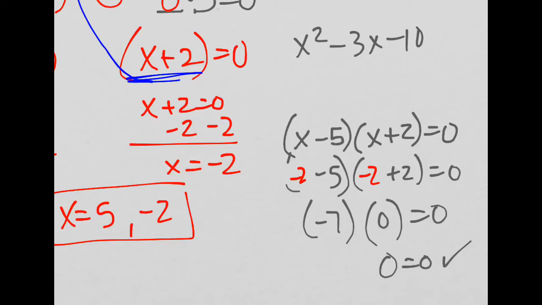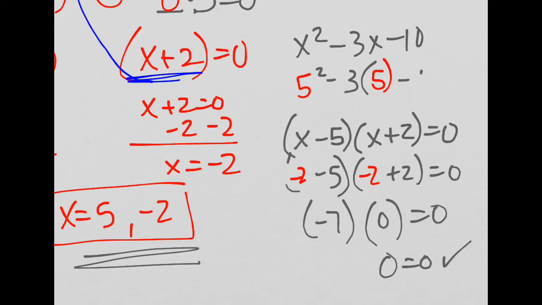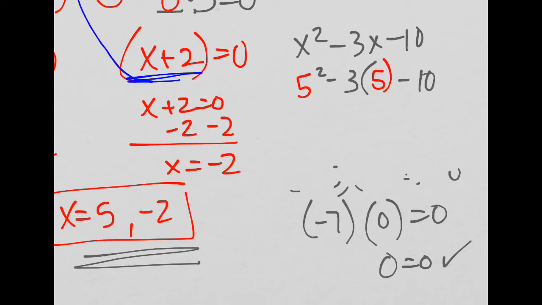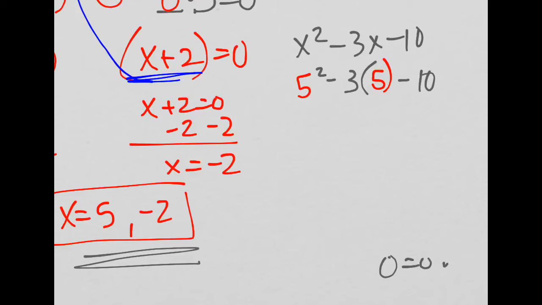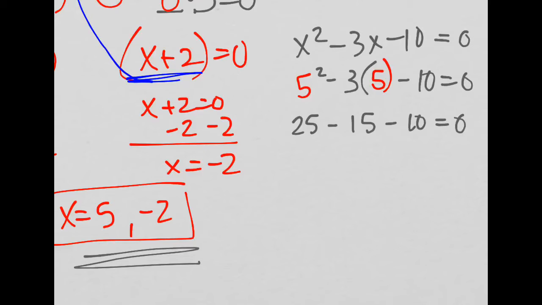We could say 5 squared minus 3 times 5. All I'm doing is still plugging in one of my answers over here for x. 5 squared gives me 25 minus 15 minus 10. Does this all equal 0? 25 minus 25 equals 0. Yes, 0 equals 0, so it works.